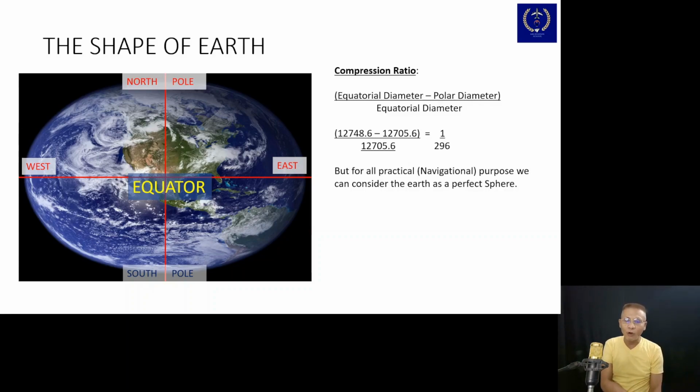But for all practical purposes, that is for our navigational purposes, we can consider that the Earth is a perfect sphere, like the one you see in this particular globe.